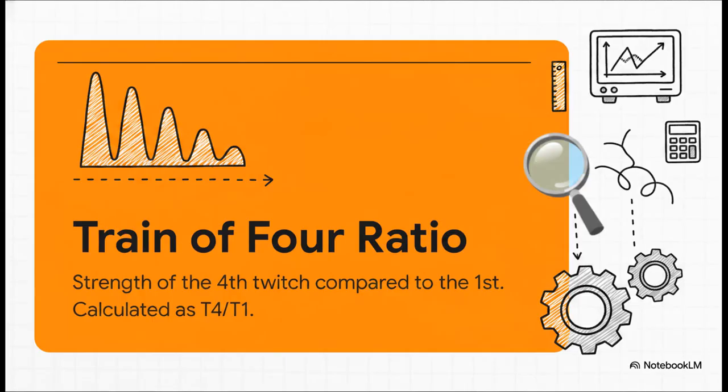But here's the catch. Once all 4 twitches are back, visual counting becomes completely useless. You just can't eyeball it anymore. It's impossible. So at this crucial point, we have to shift over to the train of 4 ratio. This is where you absolutely need a quantitative monitor, like an acceleromyograph, to do the heavy math for us. It calculates the exact ratio, taking the amplitude, or the physical strength, of that 4th twitch and dividing it by the strength of the first twitch, T4 divided by T1.